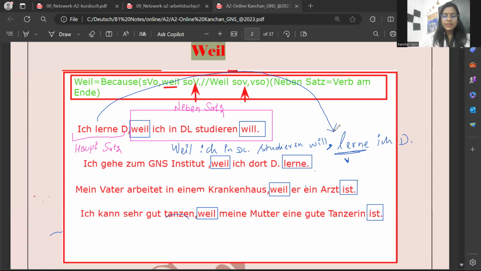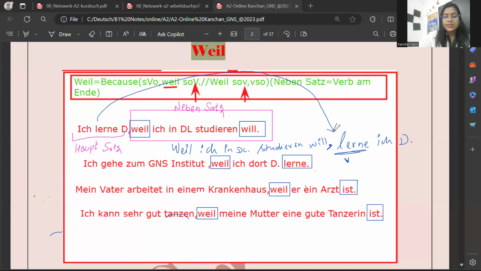Now the next sentence, I think, Ruchi, you can do. Weil mein Vater Arzt ist, arbeitet mein Vater in einem Krankenhaus. Okay, Vater. Vater. Richtig. Ja.